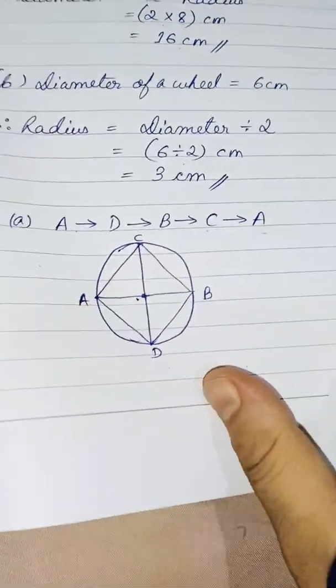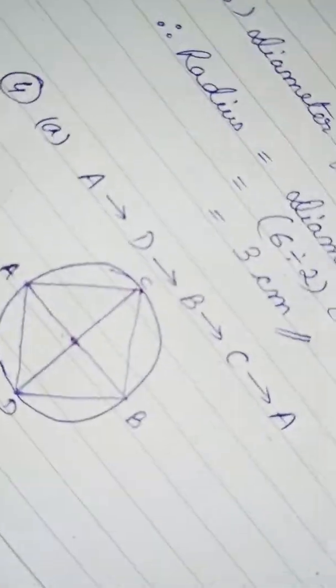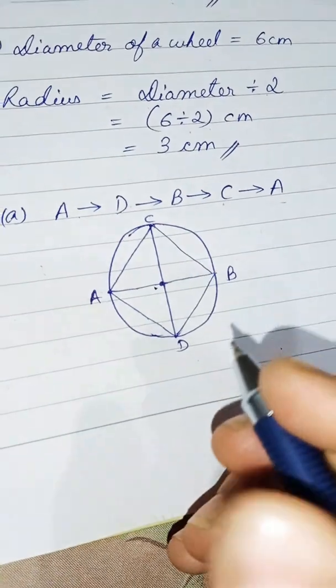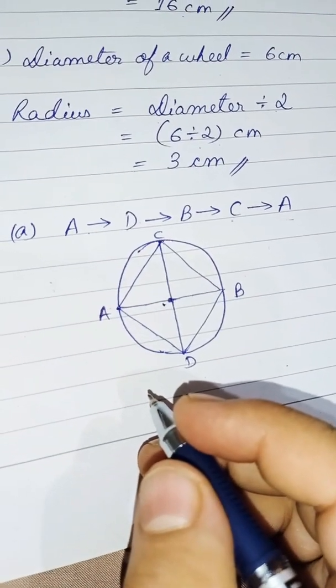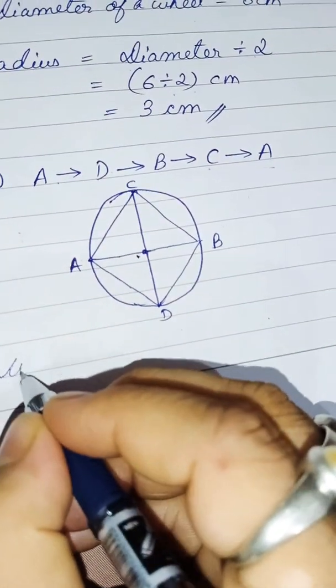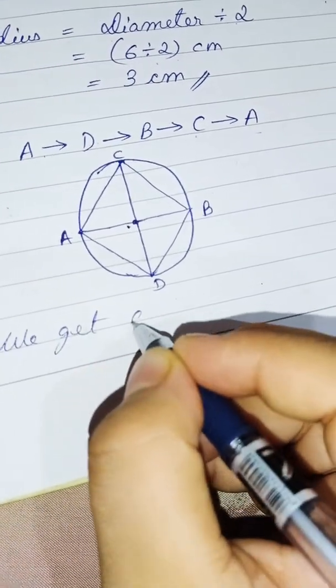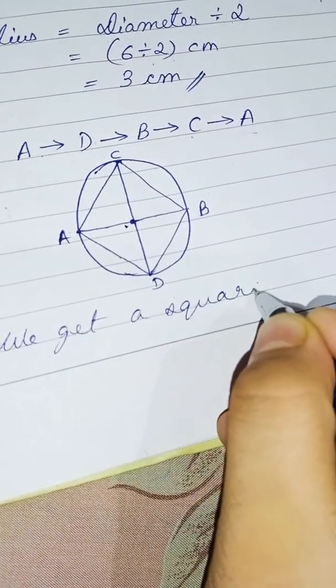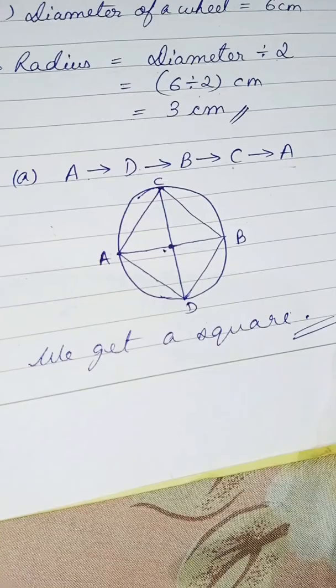So what is the shape we get? If you see it like this, it is a square. So the shape that we get will be a square. The question asks what shapes you will get, so we get a square. Part A, done.